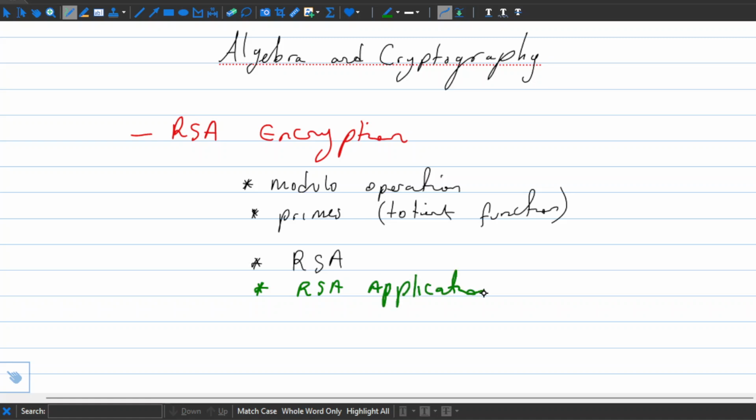Application in Python. Okay, so that is the outline of this playlist. So let's get on with the modulo operation.